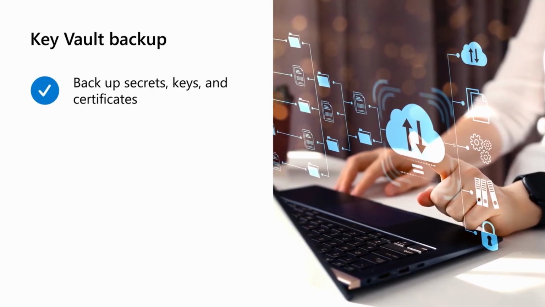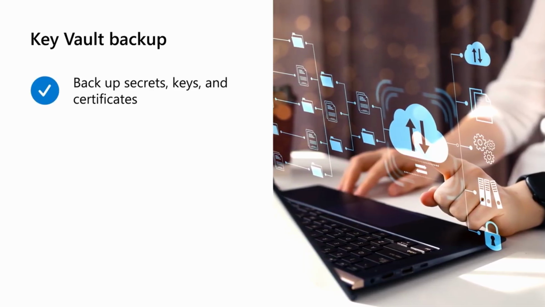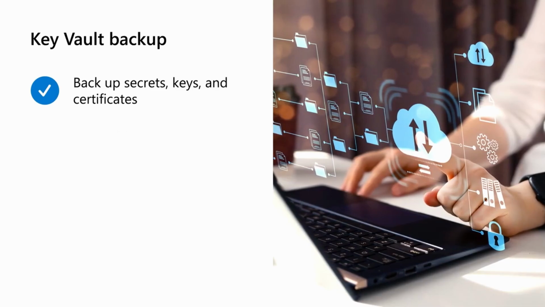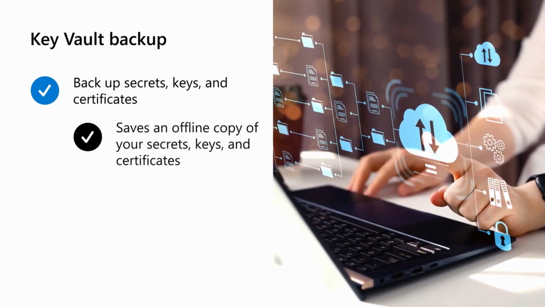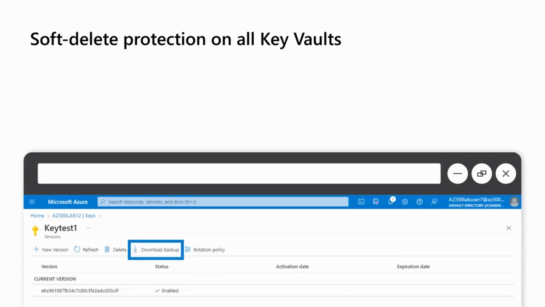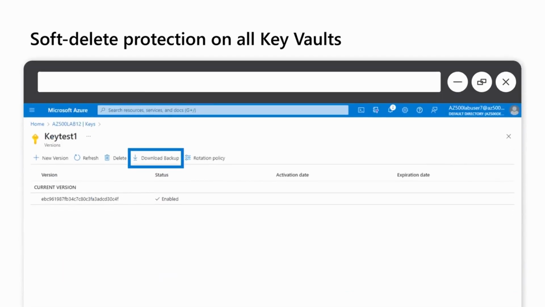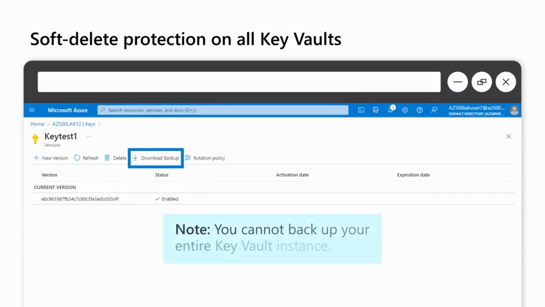You can back up secrets, keys, and certificates in your Key Vault. The backup will provide an offline copy of all your objects if you lose access to your Key Vault. You can also download a backup of your secrets, keys, and certificates on the Azure portal. However, note that there is currently no way you can back up your entire Key Vault instance.